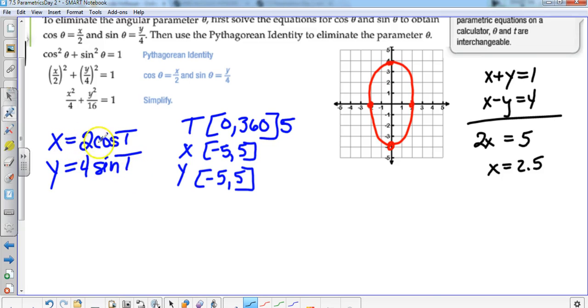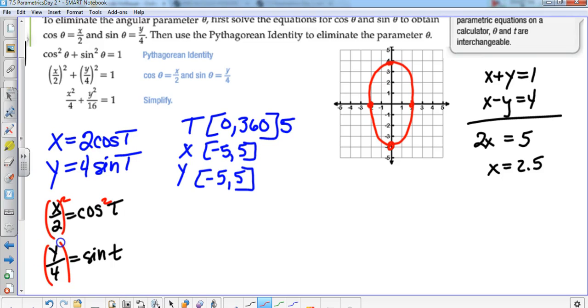Students always do things like x over 2 inverse cosine something something. Not so much. What we're going to do is get x divided by 2 equals the cosine of t, and y divided by 4 equals the sine of t. And then we're going to use a little trig magic. We're going to square both sides, because squaring both sides of an equation is allowed, just like adding or dividing or multiplying or subtracting.